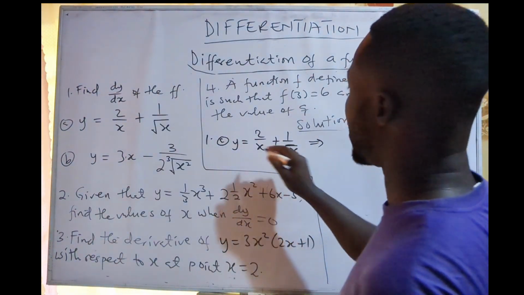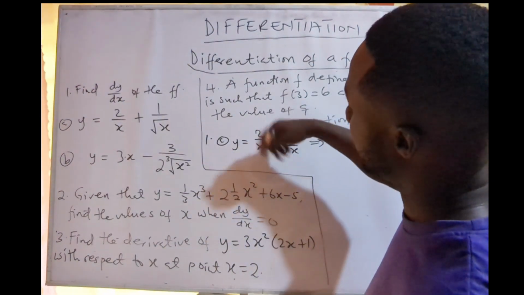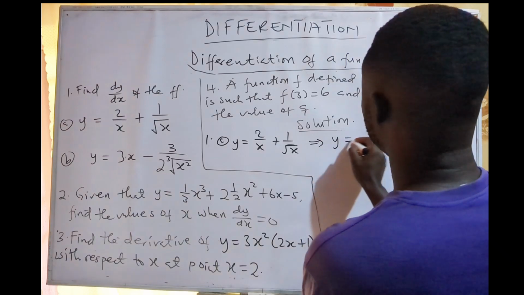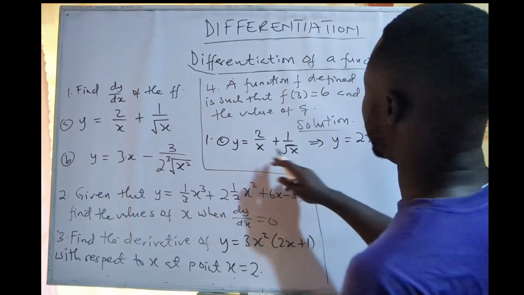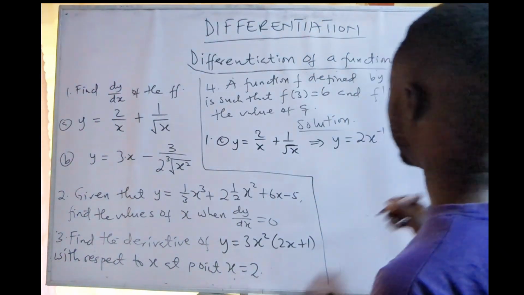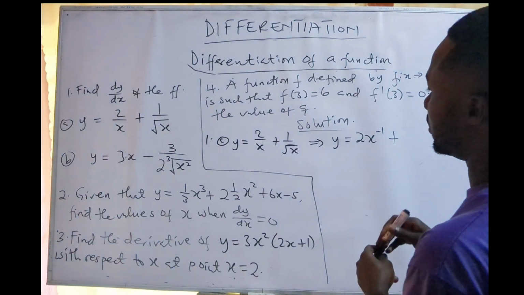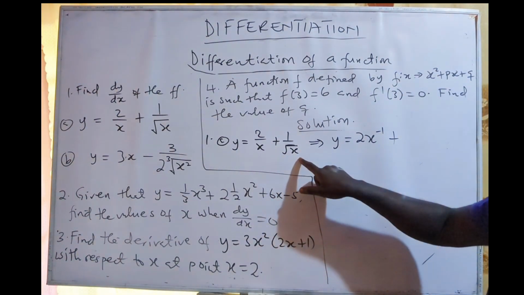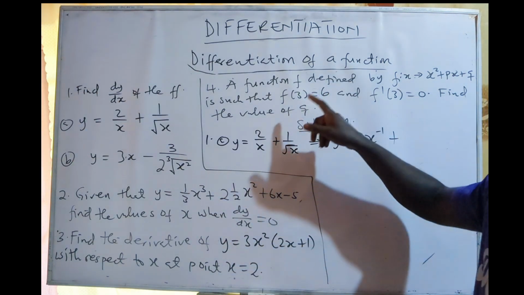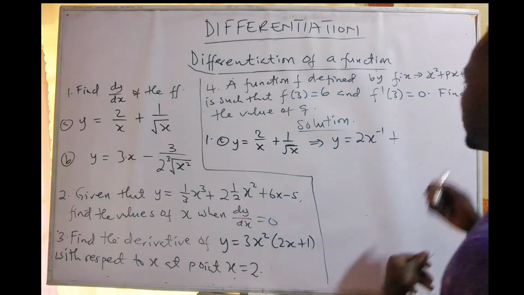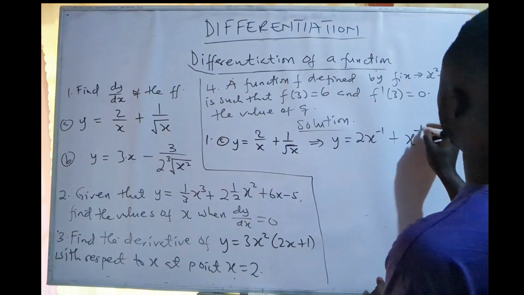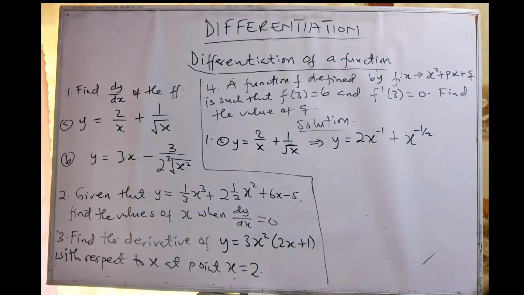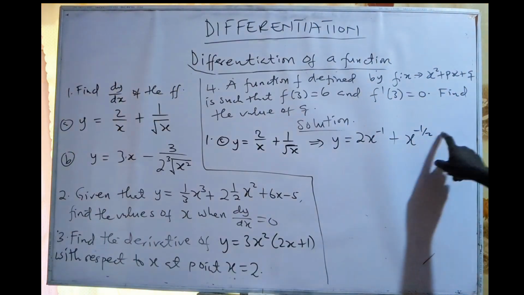So to make it simple for us to solve, we take the x here at the denominator and make it a numerator. So y will be equal to 2 x exponent negative 1, plus 1 over square root of x. Square root of a value is the same as the exponent of 1 over 2. So this can be written as x exponent minus 1 over 2. Here is 1, so 1 times x is x, exponent negative 1 over 2.